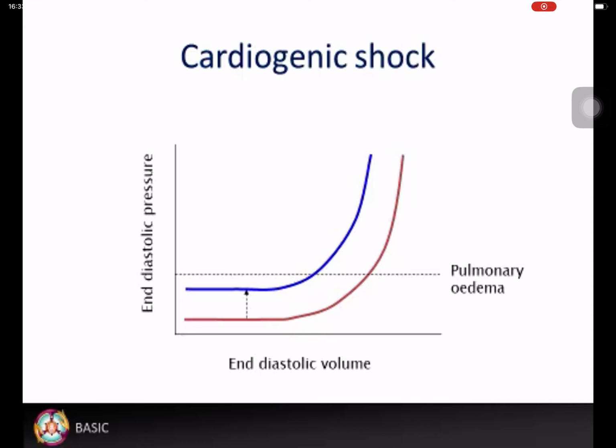As a result, even when the compliance falls, the patient is still likely to be on the flat part of the curve. Giving the patient fluid should therefore increase the end diastolic volume and hence the cardiac output without significantly increasing the end diastolic pressure. As a result, giving small boluses of 50 to 100 mils should not result in significant pulmonary edema if the effect of the fluid boluses is carefully monitored.